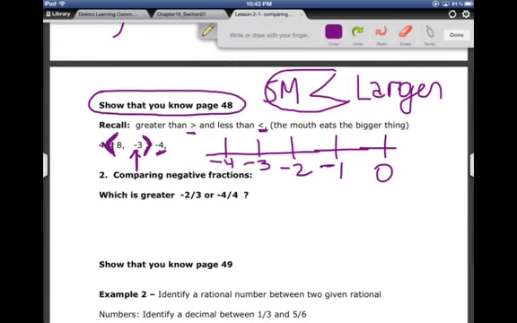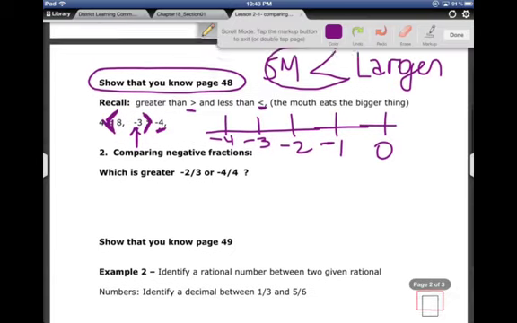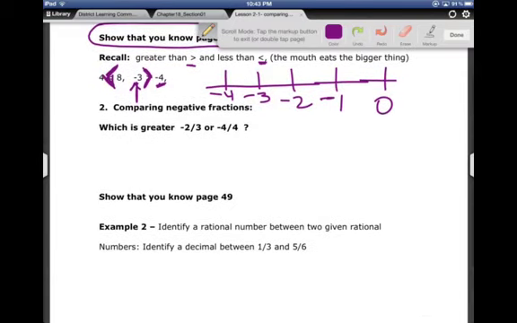When you compare negative fractions, which is one of the things you'll be asked to do, how do you go about doing that? So what's smaller, -2/3 or -4/4? Well, you've got a lot of choice. One of the things you could do is put them in decimal form. -2/3, if you divide it on a calculator, is 0.66, and it repeats.